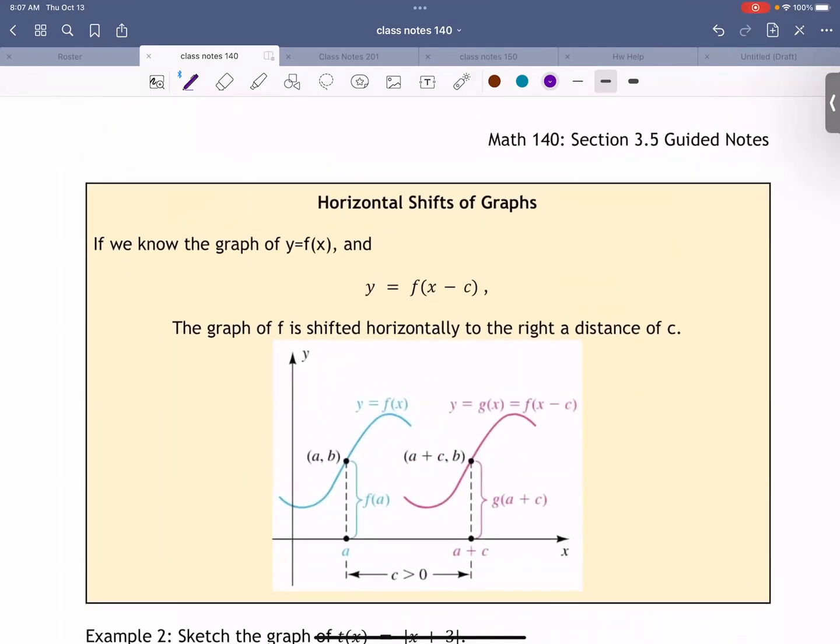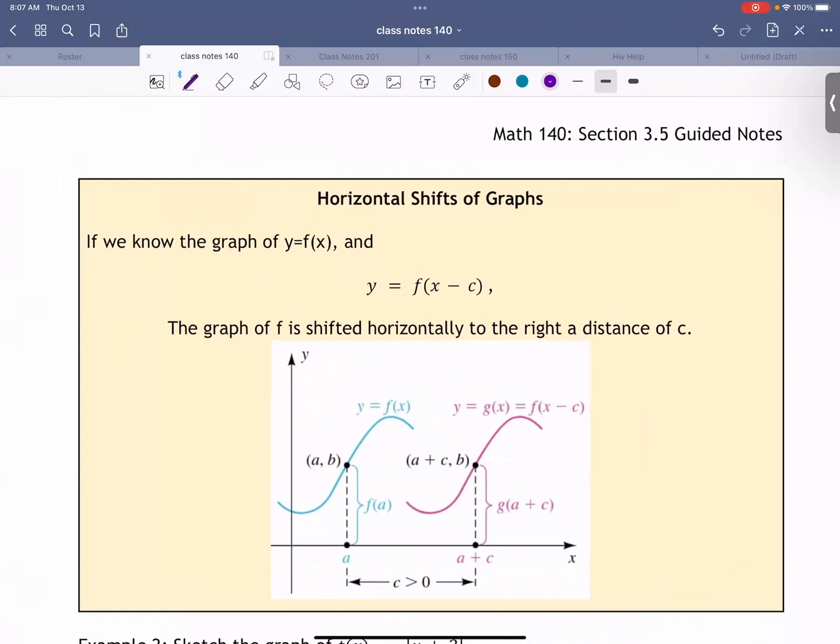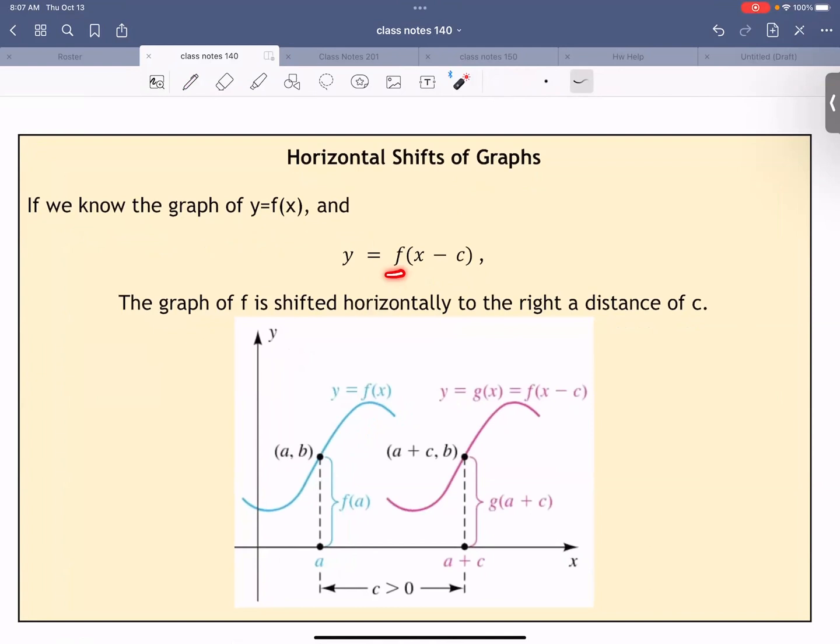Okay. So another abstract sort of situation here. Let's say we have the graph y equals f of x, okay? And instead of adding, oh, sorry. Instead of adding or subtracting to the entire function, we have f of x minus c, okay?